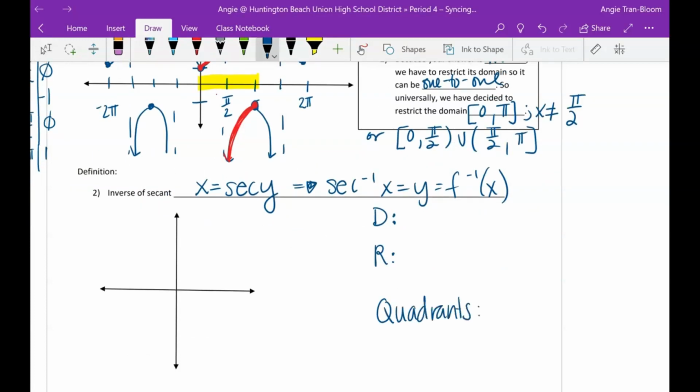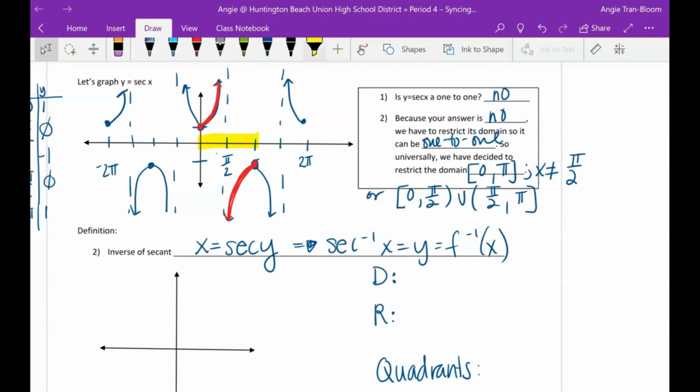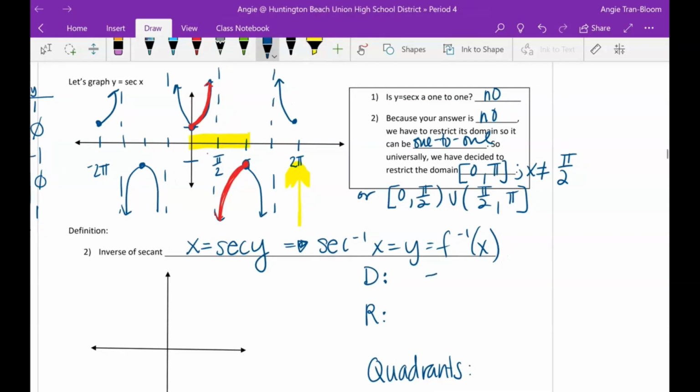All right, so for the domain of secant inverse, you have to look at the range of your regular secant. The range of the regular is from negative infinity to negative 1, union that with, as you can see, 1 to infinity. The 1 has to be inclusive. So 1 to infinity. That's the domain of your inverse.